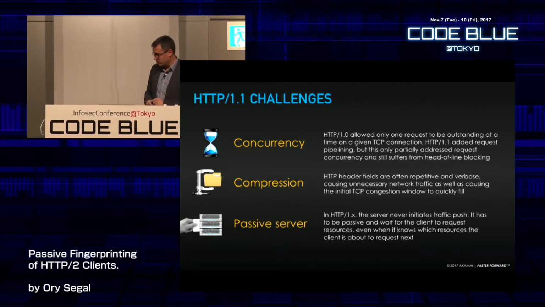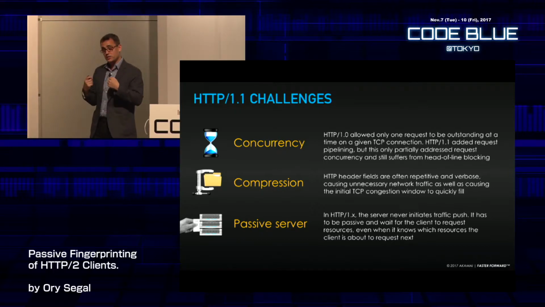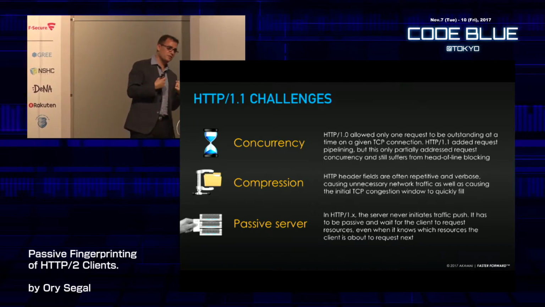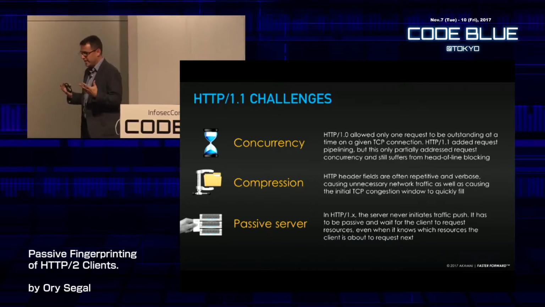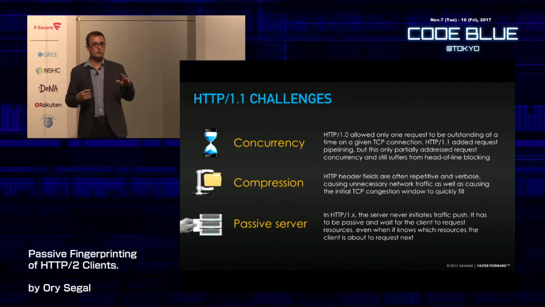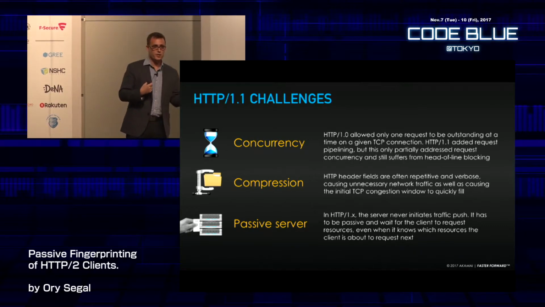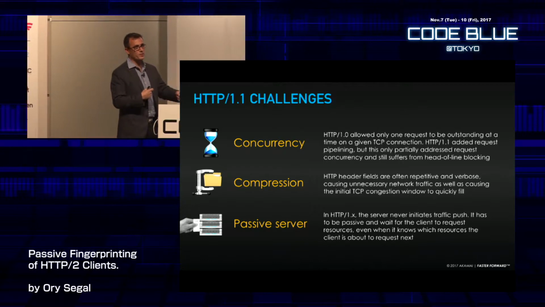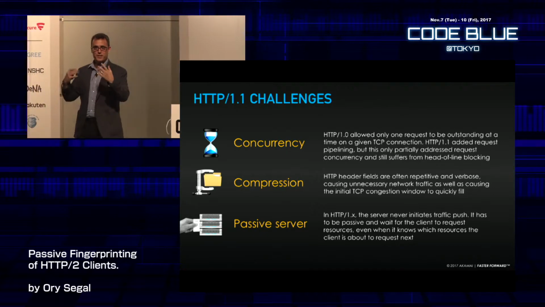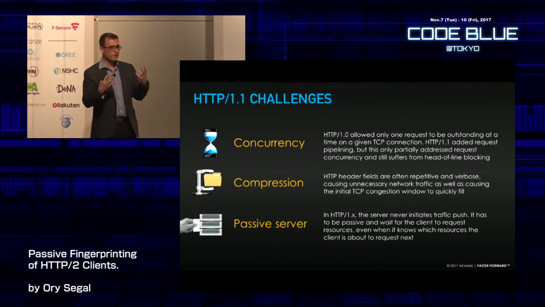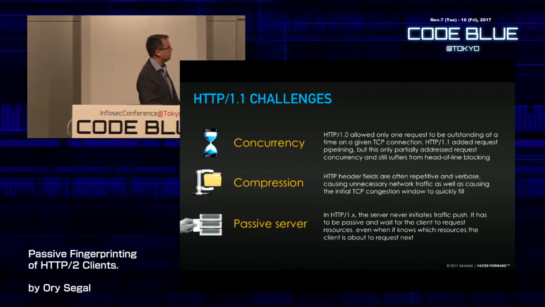The other and last problem was that the server is passive. So I am a client. I come to the server, I ask for a page or a resource, and I get the resource back. I ask for another resource, I get the resource back. The server is never allowed to send me data or resources, even if it knows that I'm about to ask for them. For example, if you're going to index.html in the root directory, and that page is known to be loading CSS files, JavaScript files, and so forth, why not send them over already in a proactive way rather than wait for the client to ask for them? So the server was passive in HTTP 1.